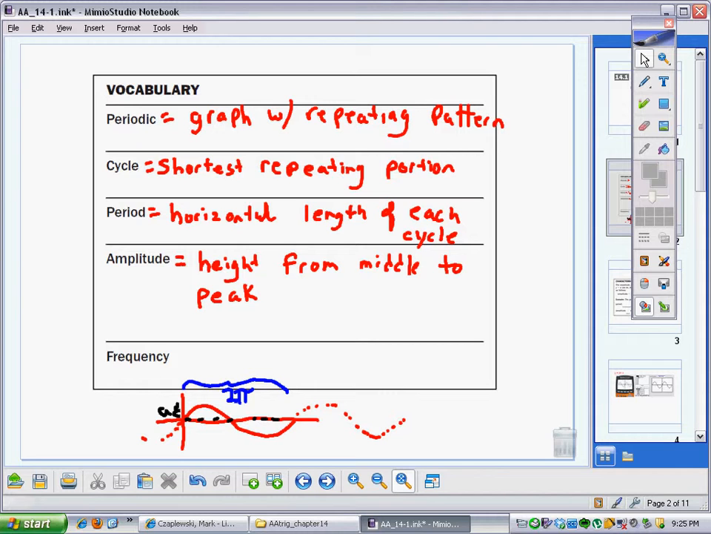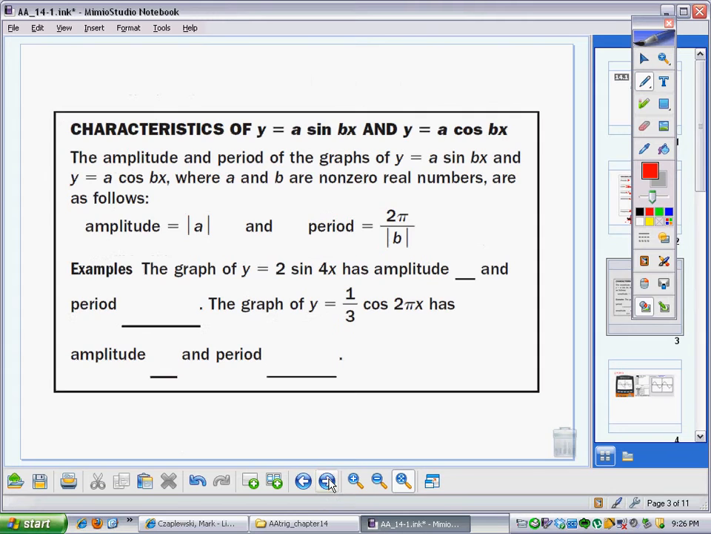And then frequency is the last thing that we're talking about. The best way to say that is number of cycles per unit of time. Many of you are doing projects, and if you did weather, what's the frequency of these up and down motions? Usually there's one frequency per year for the weather patterns. But we'll get into that more when we do an application problem.